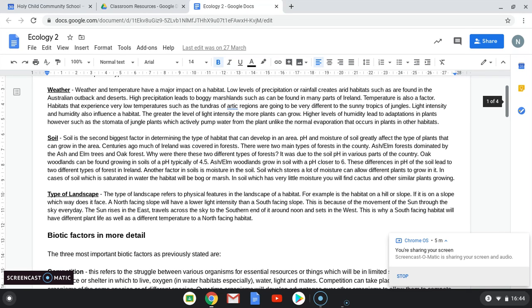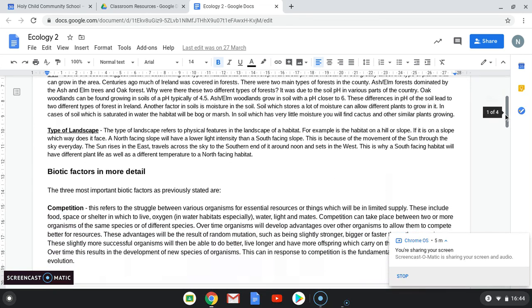So the type of landscape refers to physical features in the landscape of a habitat. So if the habitat is a hill or slope, that would be one thing, okay? And if it's a slope, which direction does it face? North-facing slopes will have a lower light intensity than south-facing slopes because of the way the sun moves across the sky. It's flipped in the southern hemisphere, where a north-facing slope gets more sun, and a south-facing slope doesn't. Obviously, more sunlight means more plant growth and more heat.